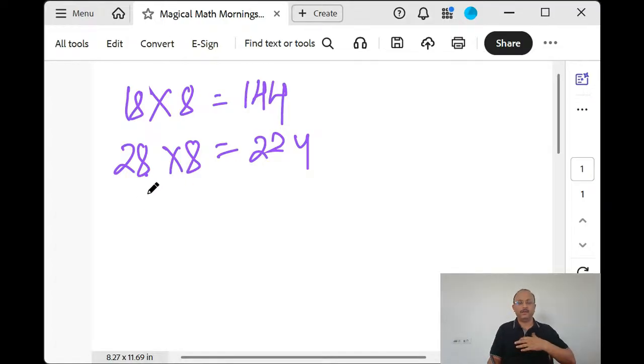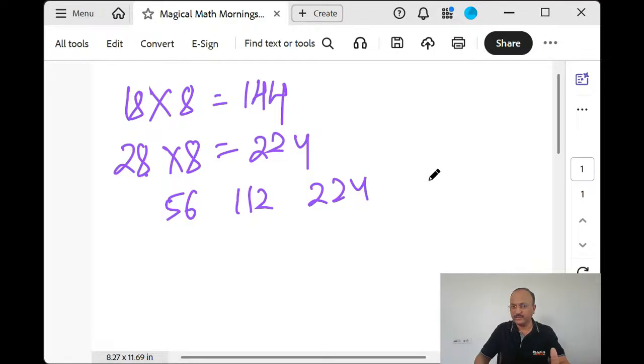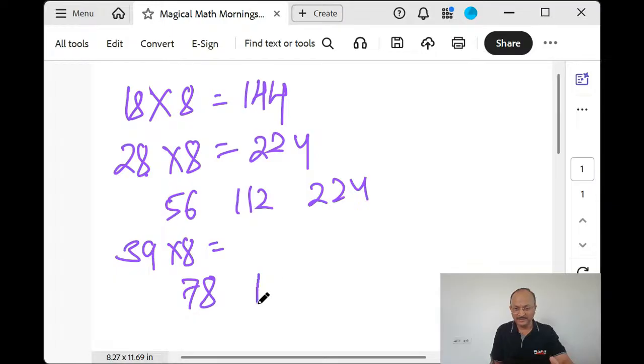Correct. 28 doubled is 56, again doubled 112, again doubled 224. This is the easiest method to multiply by 8. Let's try a bigger number, maybe 39 times 8. What we do is think it in 3 steps in our mind. First is 78, then comes 156, then comes 312. Isn't it easy? Very simple.